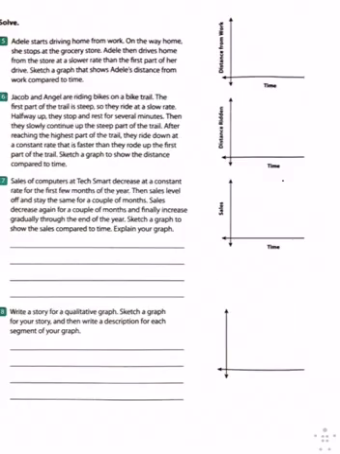Number five, Adele starts driving home from work. On the way home, she stops at the grocery store. Adele then drives home from the store at a slower rate than the first part of her drive. Sketch a graph that shows Adele's distance from work compared to time.